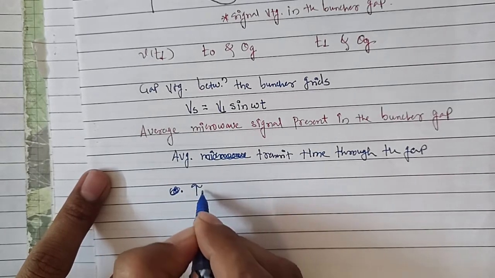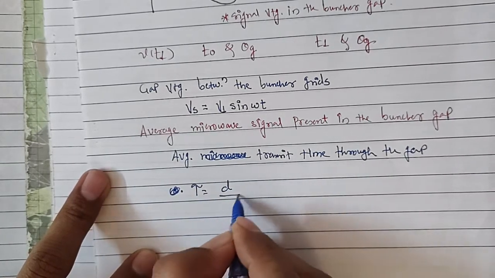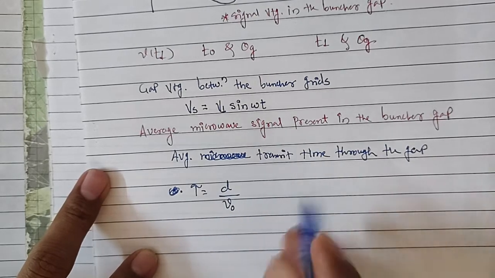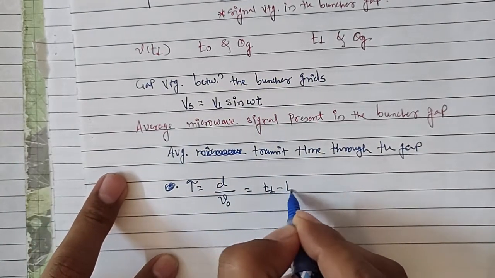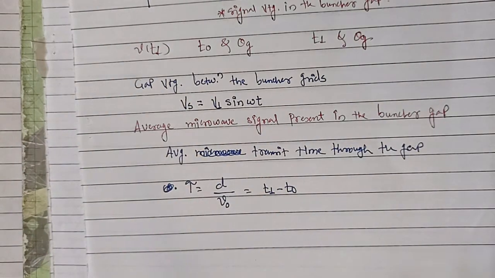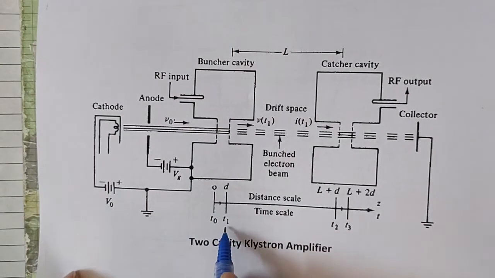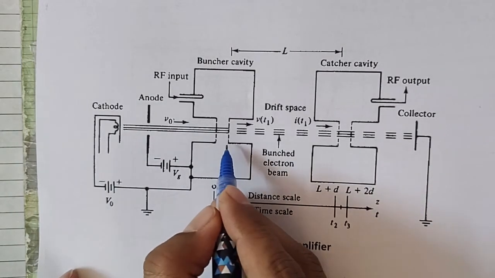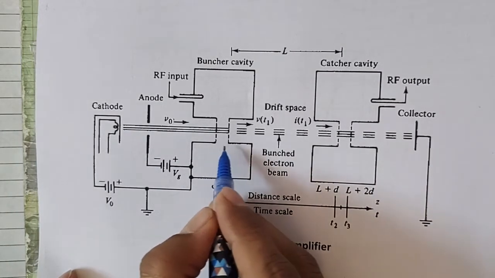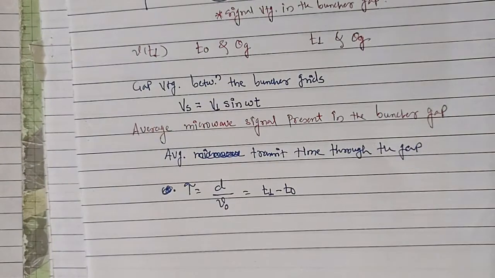So it is tau, distance upon velocity. So d is the separation between grid, and velocity is v0, and that is again t1 minus t0. Why I am writing t1 minus t0 is because this is the transit time for electrons in this particular buncher cavity gap.